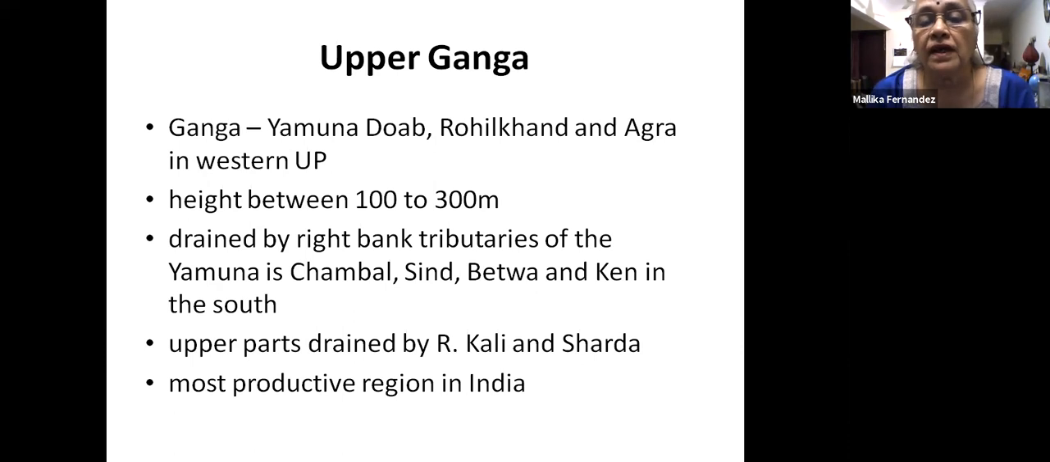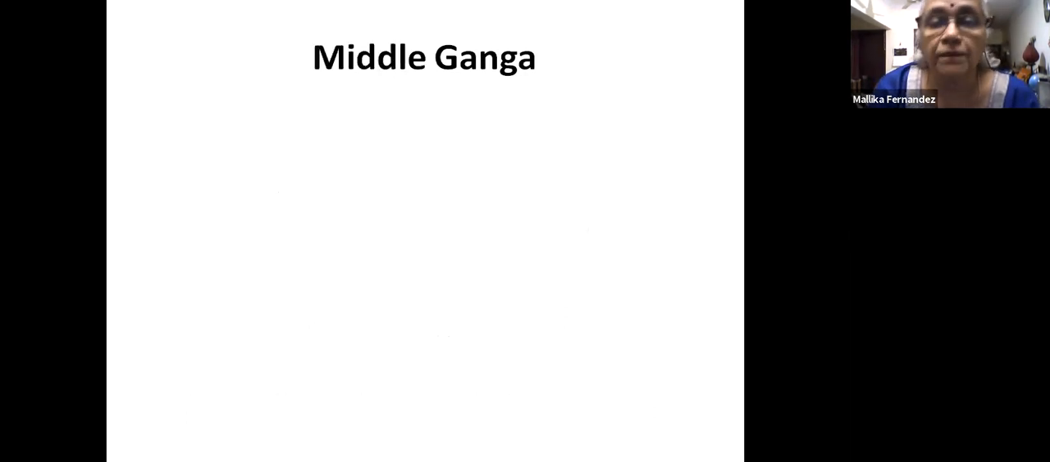So near the tributaries, you have the growing of rice. Away from the tributaries, you have the growing of wheat. And since the Green Revolution, a lot of these areas are focusing only on growing rice. Okay, so that's with reference to the growing of wheat, and that's with reference to the Upper Ganga.